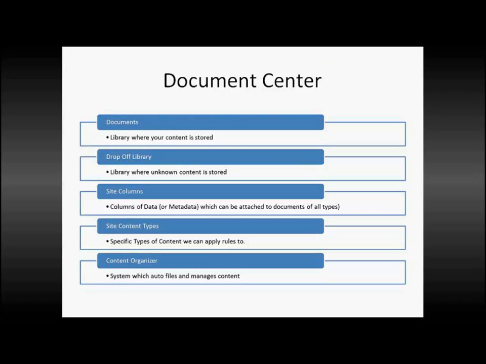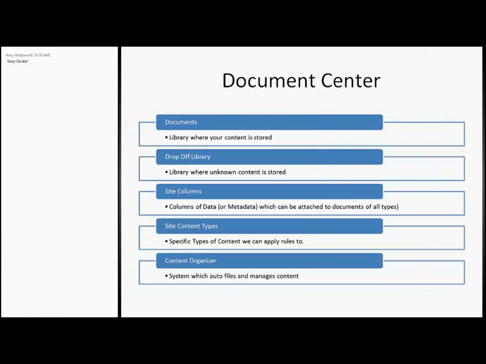So there is a library called Documents, which is a library where your content, your documents, your PDFs, your emails will be stored. There's a thing called a drop-off library, and that's an area where we store what we call unknown content. So we create a bunch of rules in document management to determine where things go. If somebody doesn't know the client for a document or anything else, then you can actually store that in the drop-off library and process it later. And we'll talk about how that works a little bit later in the session.